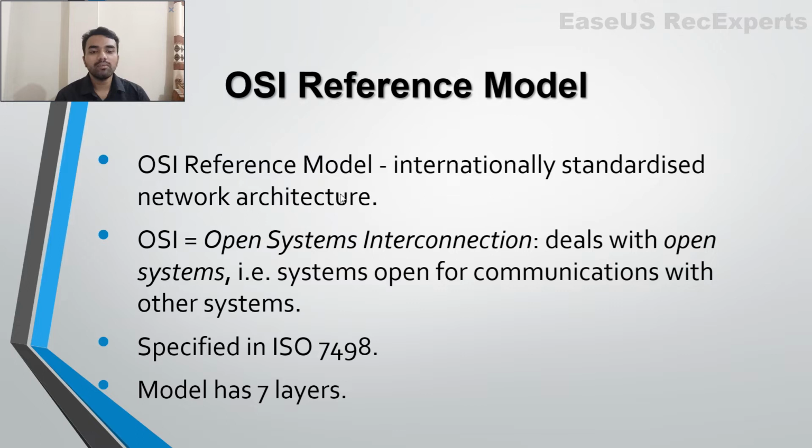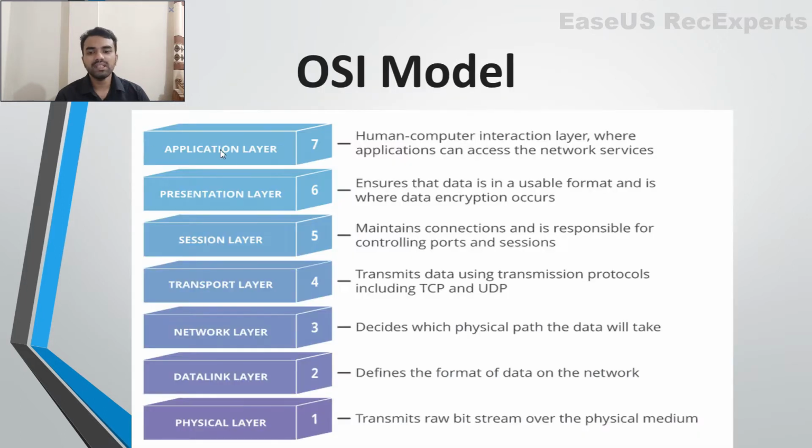The OSI model is referred to as the International Standard Network Architecture. This model has 7 layers: the application layer, presentation layer, session layer, transport layer, network layer, data link layer, and physical layer.